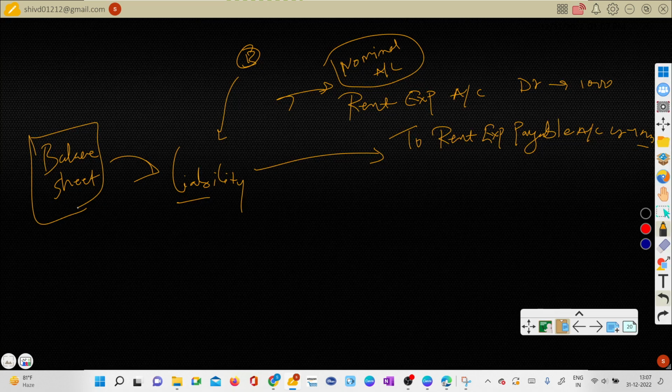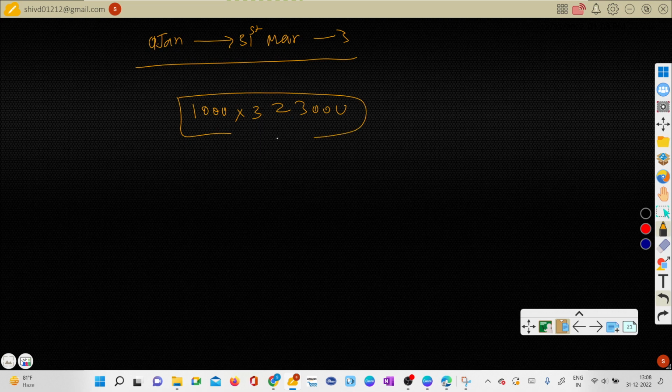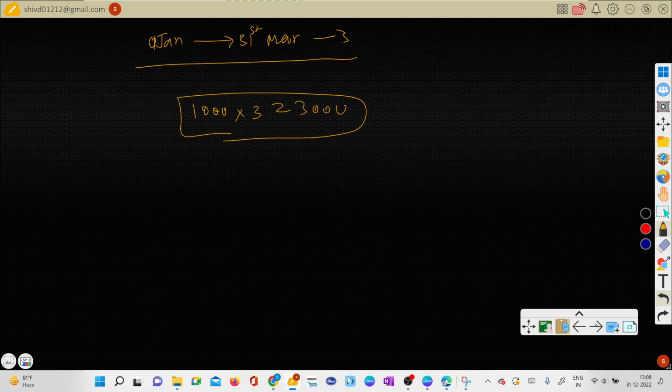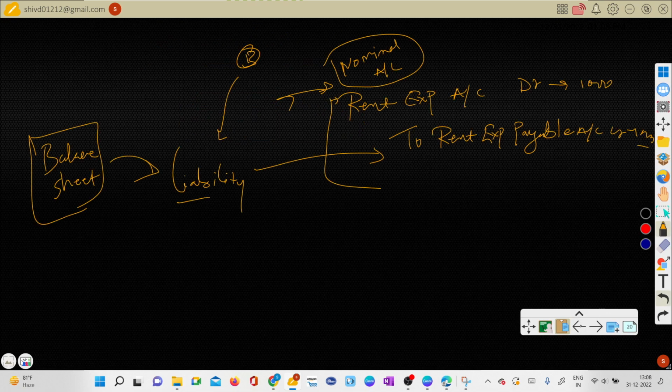So every month you will have to prepare this accounting entry. But when you want to reverse it out, because let's say from 1st of January to 31st of March, it's 3 months, right? And if you see the rent, 3,000, you will have two options. Every month you can prepare this accounting entry, or else, just to avoid multiple records in your books of account, reverse the previous accounting entry.